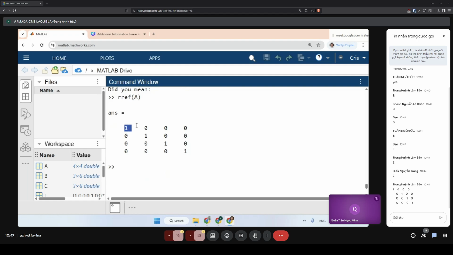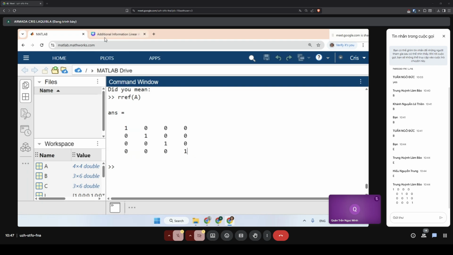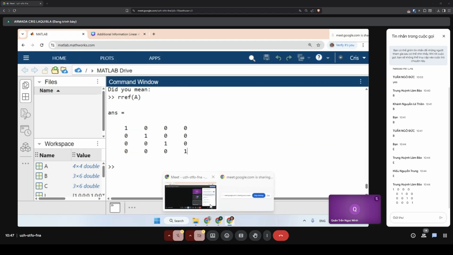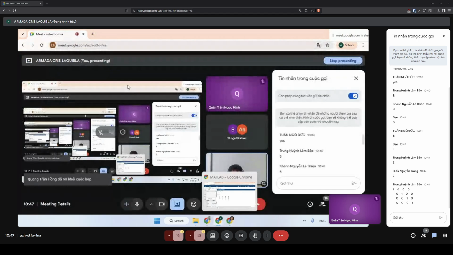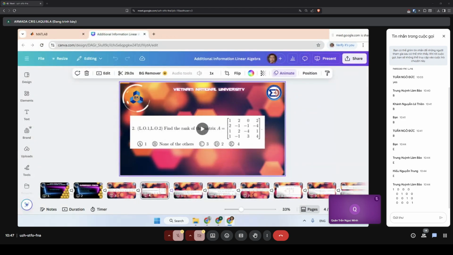And you can form this. So what does it mean? You make all the main diagonals equal to 1. Therefore, the rank there is 4. And the answer must be E, 4.